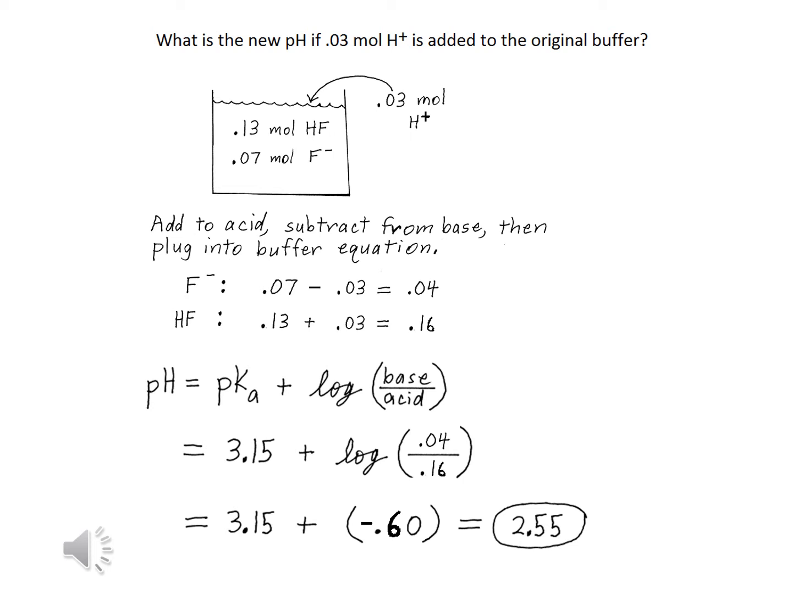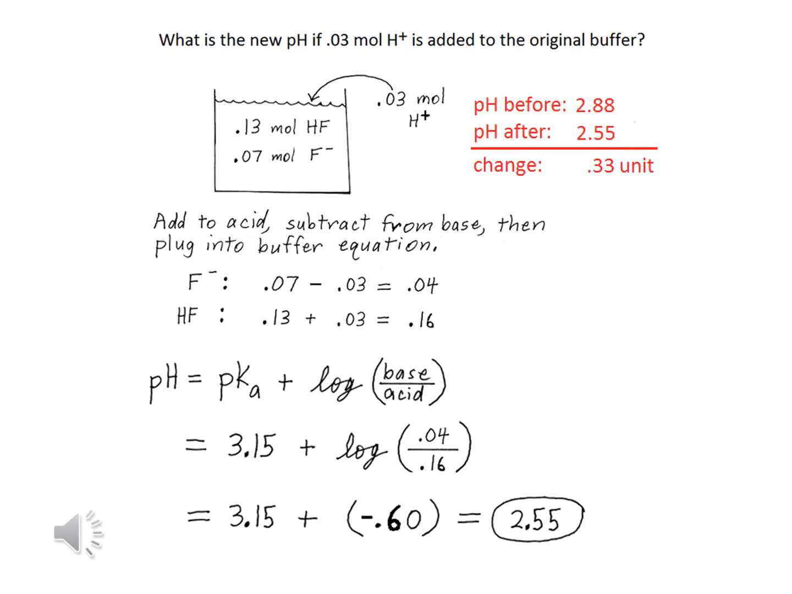So when you add acid to a buffer, you add to the acid and subtract from the base. Since the acid is HF, we took the 0.13 and added H to it. F minus is the base, so we subtracted the H plus from it, and you plug in the new values, 0.04 base on the top, 0.16 acid on the bottom, and the pH goes down some. But it only goes down about 1/3 of a unit again. So this shows that the buffer has been pretty effective.